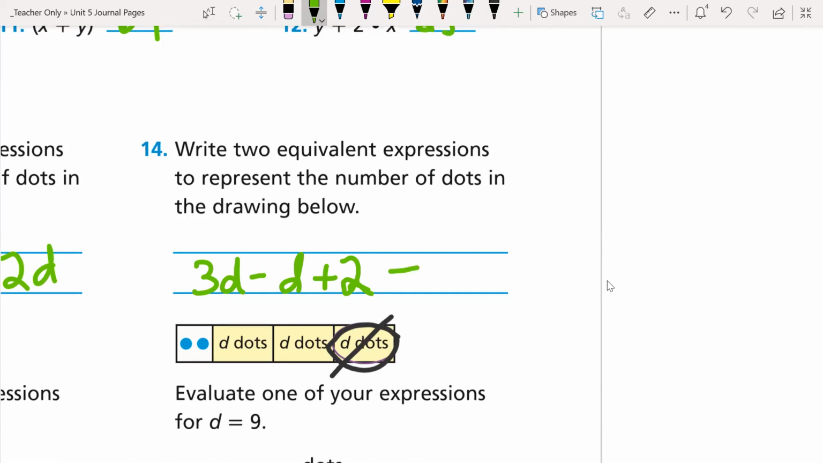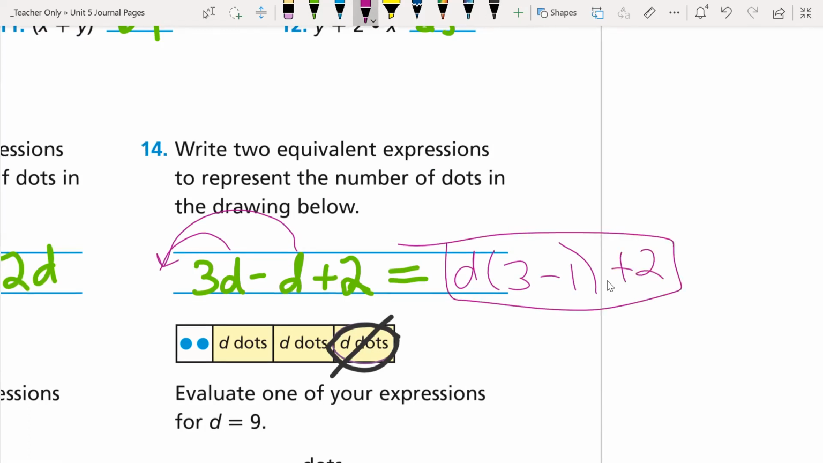This could also look like, you know, I could pull these, I could pull those right out. And it could look like this. D times 3 minus 1 plus 2. That's an answer that I could have done. See what else you could come up with.